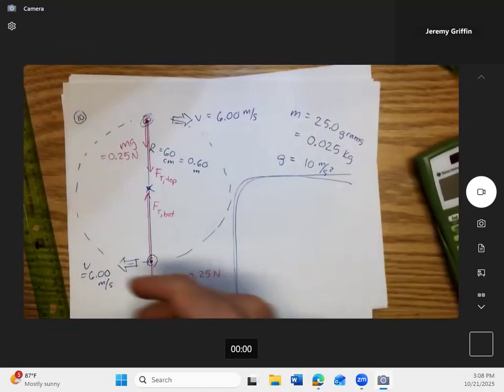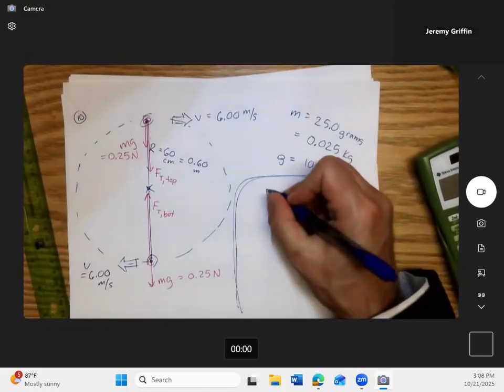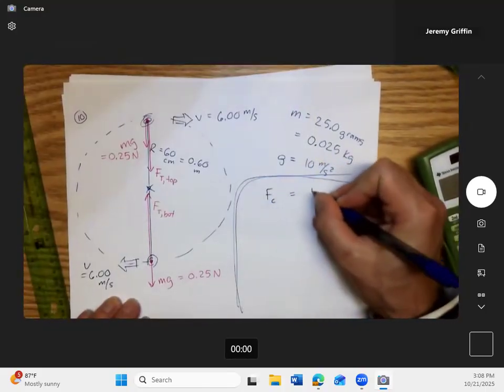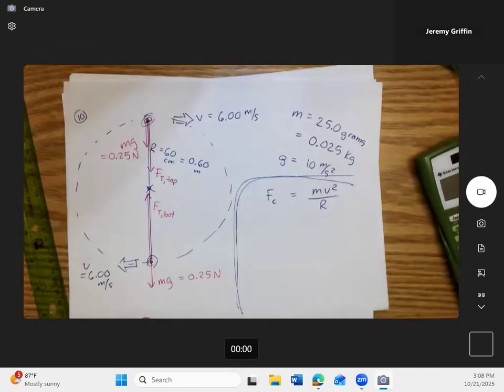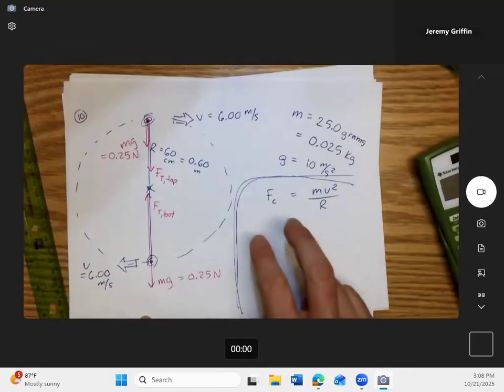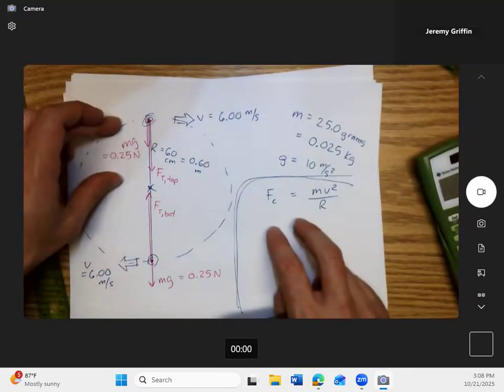Okay, so let's do this right here. Centripetal force equals mv squared over r. Okay, guys good? Now there is a top condition. There's also a bottom condition. Now let's start with the top and see what happens.